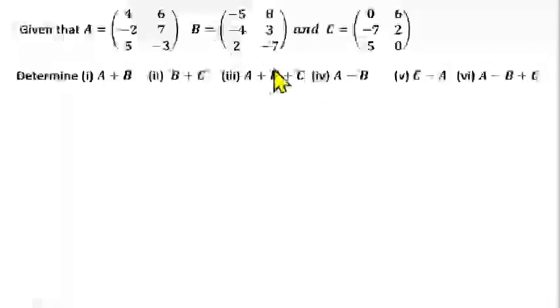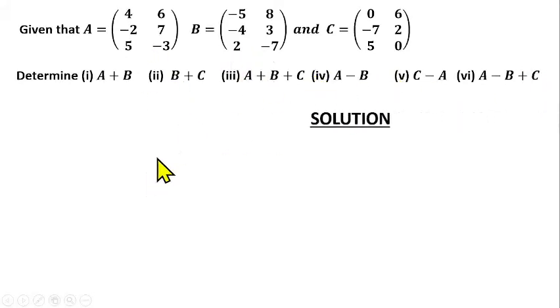So let's see this last question as well. We are given 3 matrices: matrix A, matrix B, matrix C. We have to find A plus B, B plus C, A plus B plus C, A minus B, C minus A minus B plus C. So we want to simplify this as well. The question is, can we add these 3, or subtract them from one another? The answer is yes, because they are of the same order. All the 3 matrices are of the same order. This is 3 by 2, 3 by 2, 3 by 2 as well, so we can simplify this from there.